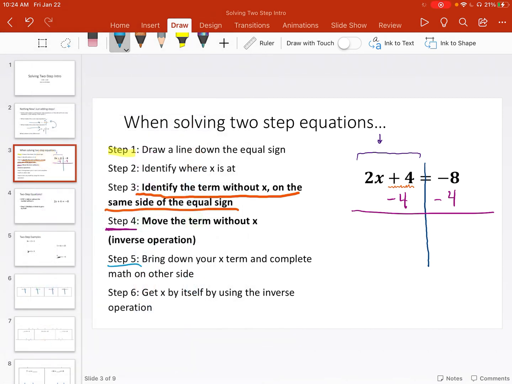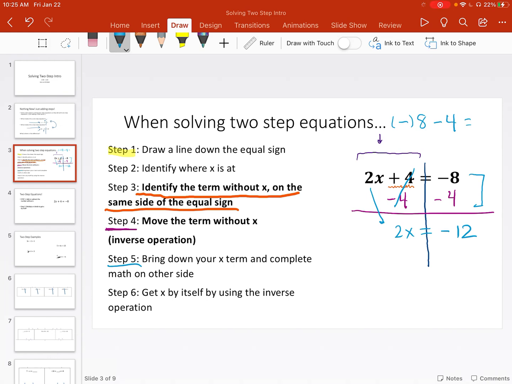Step 5 says bring down your x term. I haven't done anything with this 2x at all, so I'm going to bring the whole thing down. And if I go back up, 4 minus 4 is 0. That's going to cancel because we moved it to the other side. And on this side, I have negative 8 minus 4. Again, type this exactly how you see it. So you would type negative 8 minus 4 into the calculator, and you should get negative 12.